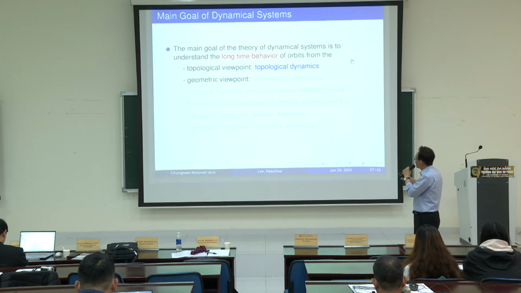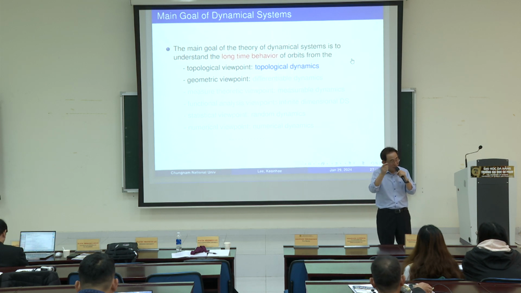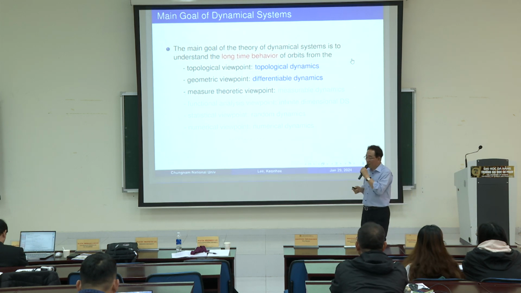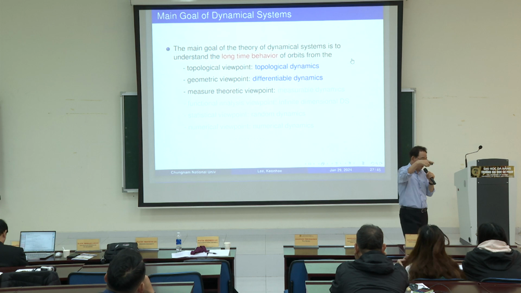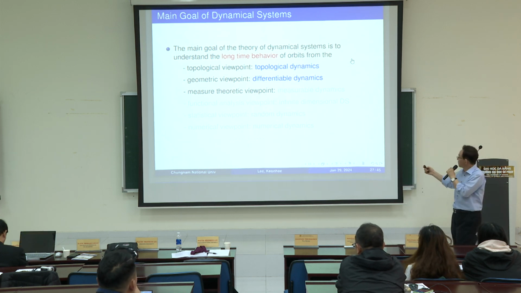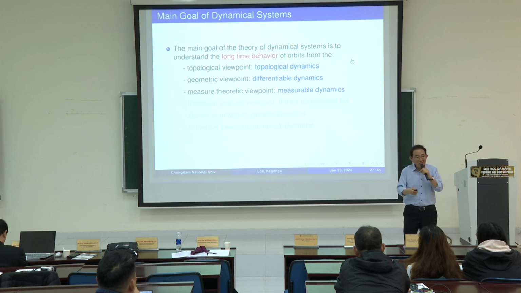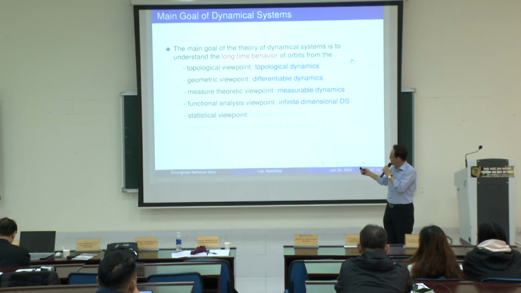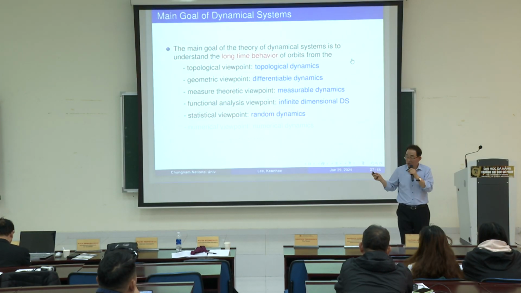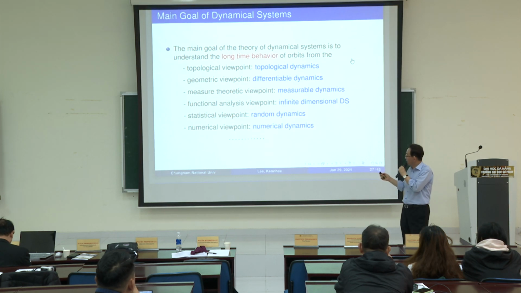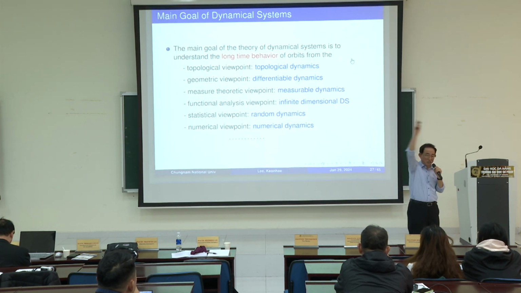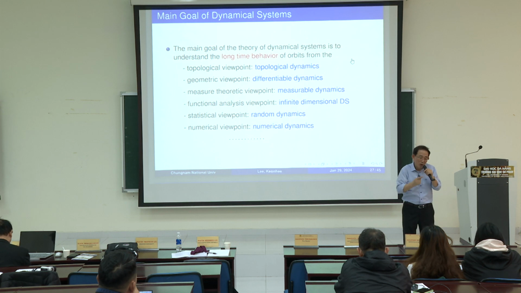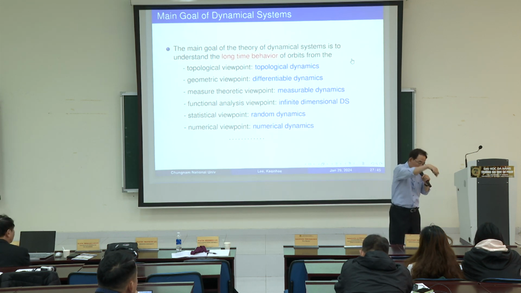From a geometrical viewpoint, we need geometry and bundles, and it's called differential dynamics. From a measure theoretic viewpoint, we can understand the structure of the orbit. That's called measurable dynamics. From a functional analysis viewpoint, that's infinite-dimensional dynamical systems. And from a statistical viewpoint, random dynamics, also from a numerical viewpoint, numerical dynamics, etc. We want to understand the long-term behavior from this direction, from another direction, and another direction.